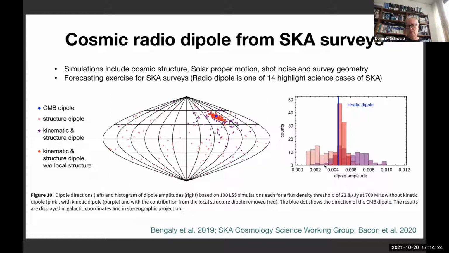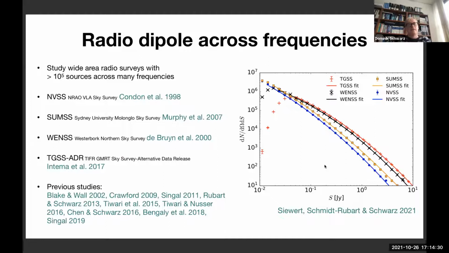And so now let's have a look at how it works in practice. We looked in a recent work that was published early this year. We compared the four biggest wide-area surveys that are available and that have homogeneous completeness levels, which are the NVSS, the SUMSS, the Sydney University Molonglo Sky Survey, the Westerbork Northern Sky Survey, and the TGSS. NVSS and TGSS were already mentioned before.